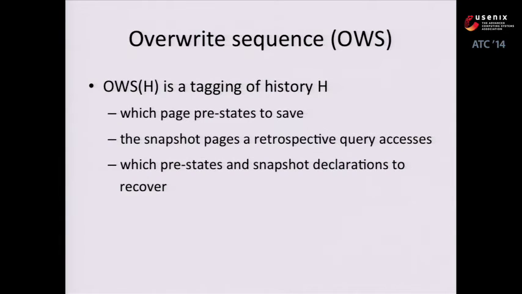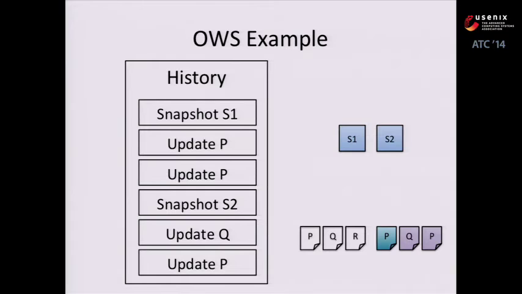When we perform a retrospective query, when we perform a point-in-time query, we can use this OWS model to tell us which pages are part of that query. And after a crash, during recovery, we can also use the OWS model to tell us which pages need to be recovered. So this is an example history. We declared a snapshot. We've updated a page a couple times, declared another snapshot, and updated another page, and then page P again.